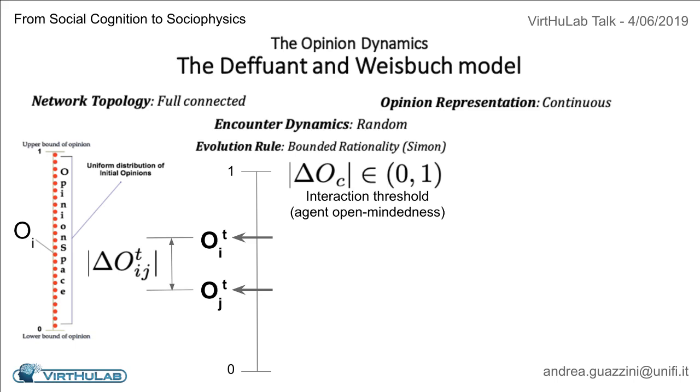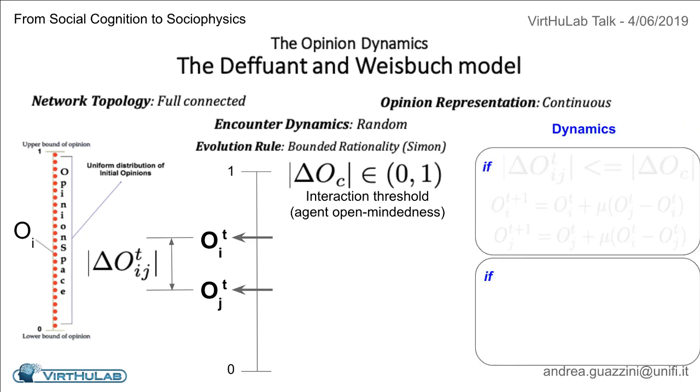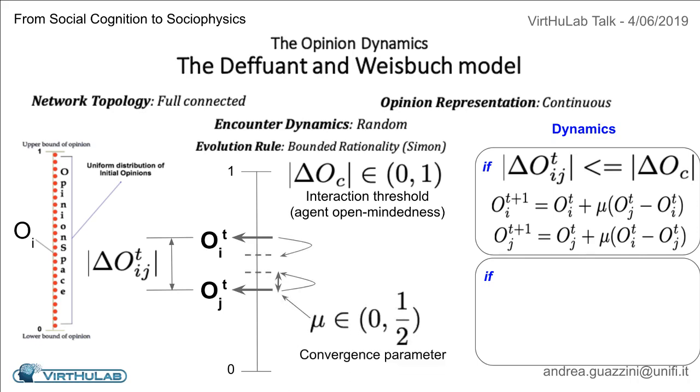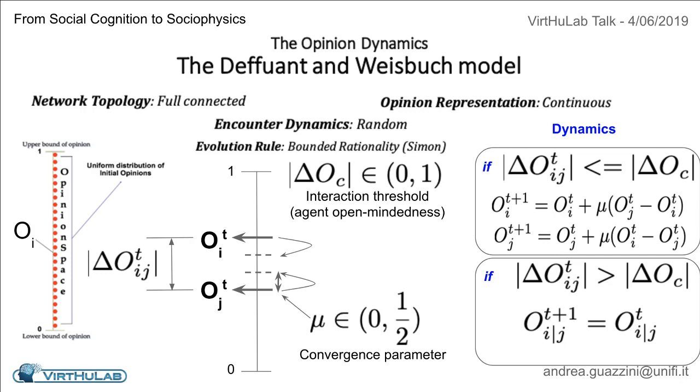In particular, the encounter's effect changes whenever the distance between the opinions of i and j, here delta Oij, is greater or smaller than delta Oc. If delta Oij at time t is equal or smaller than delta Oc, the opinions of i and j at time t+1 will approach each other by a factor mu. Otherwise, if delta Oij at time t is greater than delta Oc, the opinions of i and j remain the same.